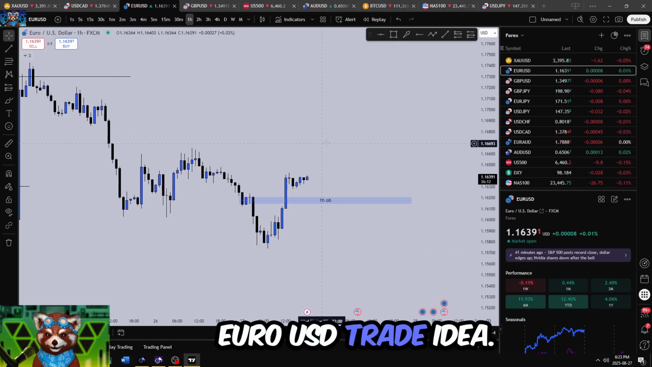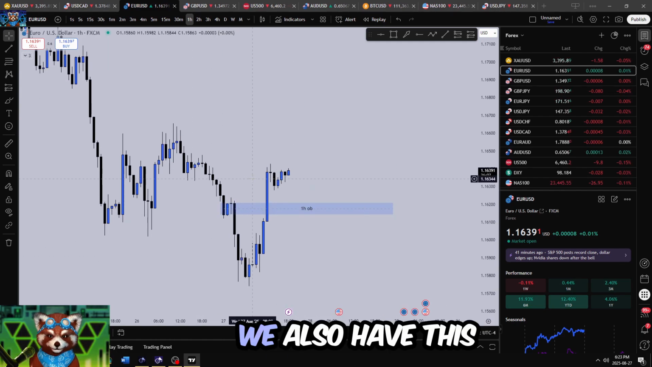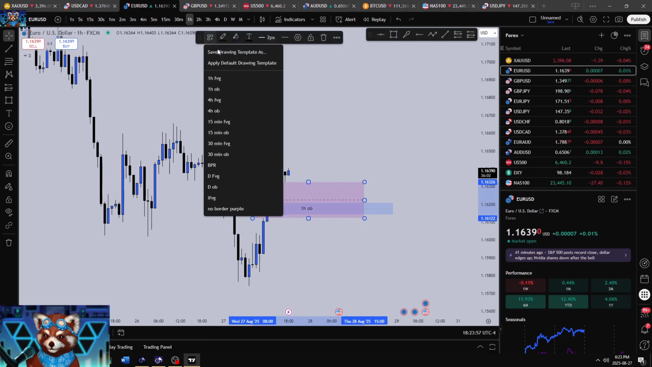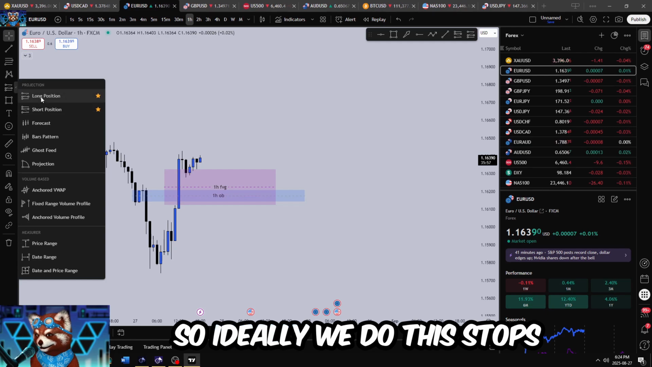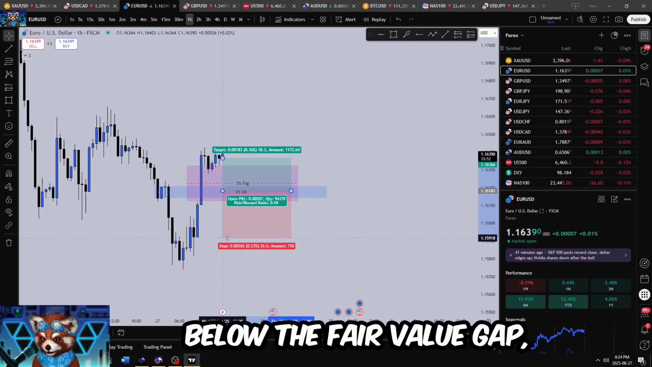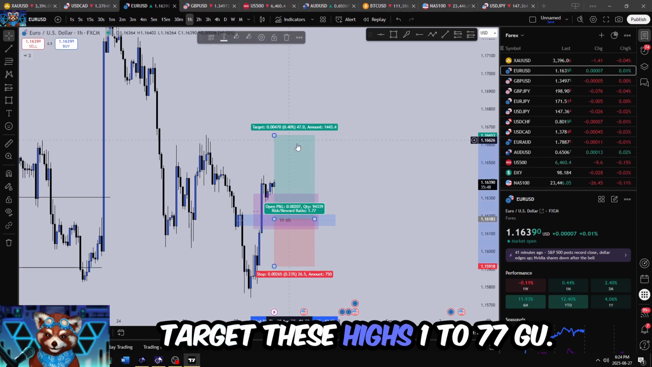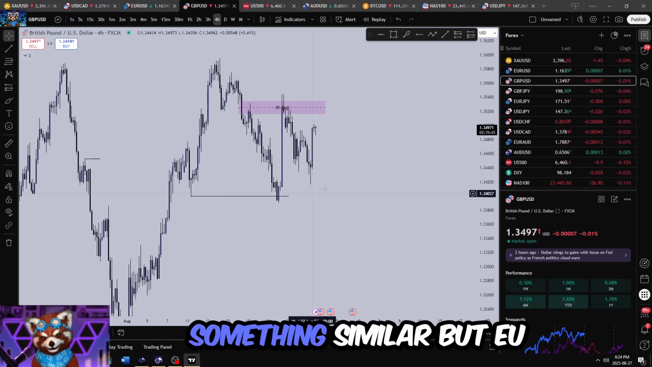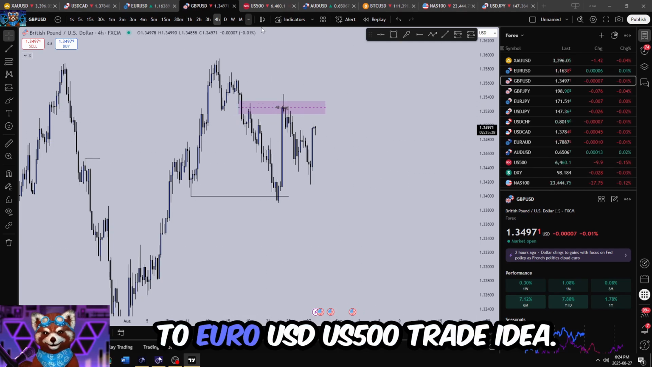Euro USD trade idea. We have this hourly order block. We also have this hourly fair value gap. So we have two confluences. Ideally we do this, stops below the fair value gap, target these highs, 1 to 7.7. GU, you could look for something similar, but EU is looking more clean, so I'm going to be sticking to Euro USD.